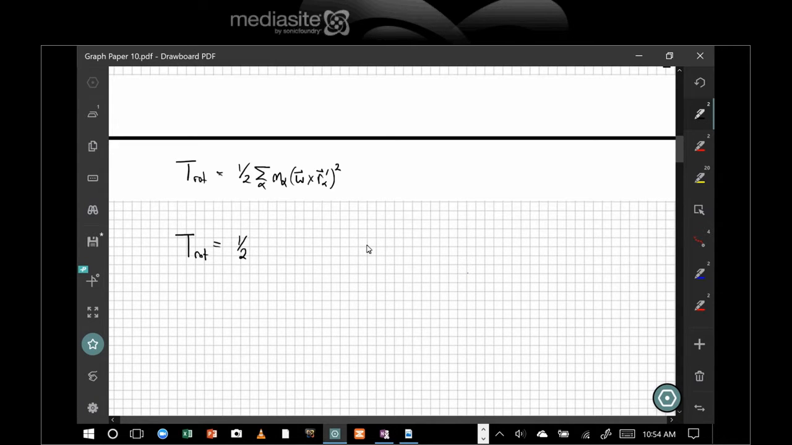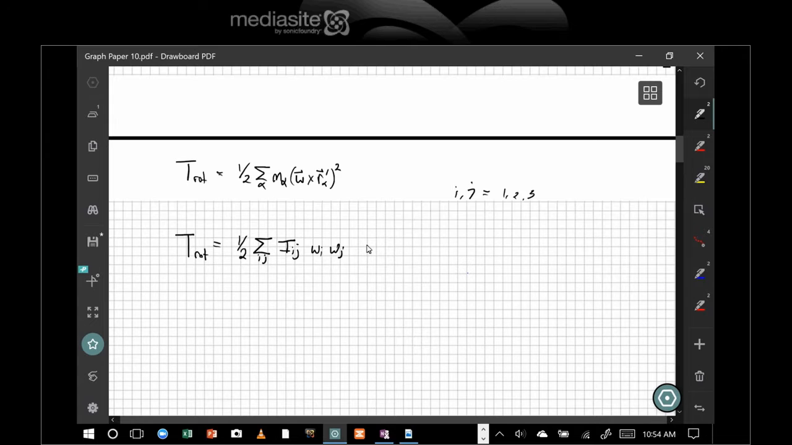What I'm going to show is that this can be written as a sum over i and j, where i and j go from 1, 2, 3. Those are the 3 coordinates. I can rewrite this sum as a sum of something called the moment of inertia, I_ij, times omega i, omega j.